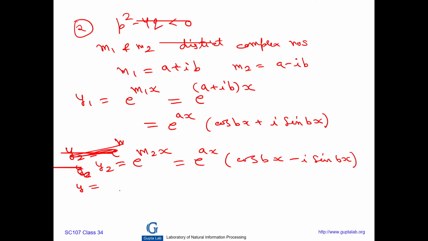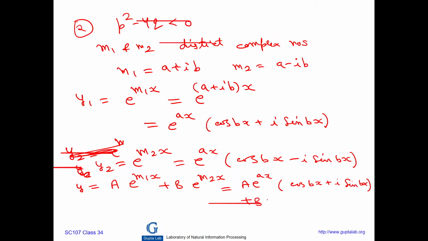y is equal to, so I am calling it capital A. Constant को c1 की जगह capital A कर दिया for some reason. A times e raised to power m1x plus b times e raised to power m2x. Okay, this is A times e raised to power ax cos bx plus i times sin bx plus b times e raised to power ax cos bx minus i times sin bx.